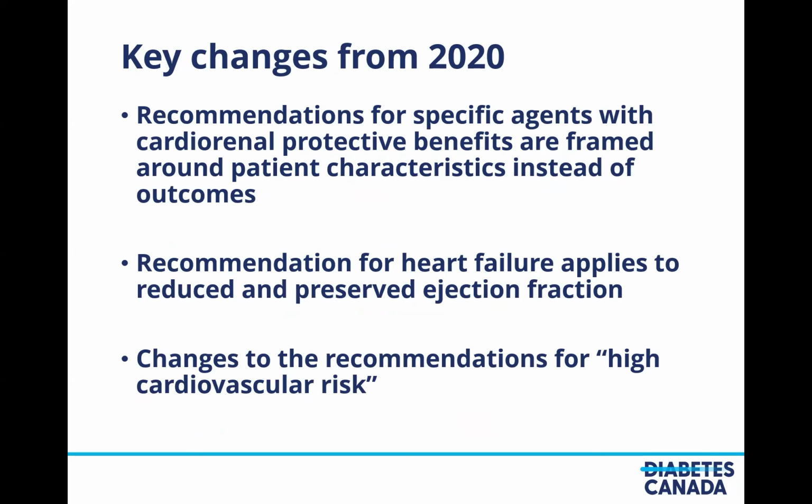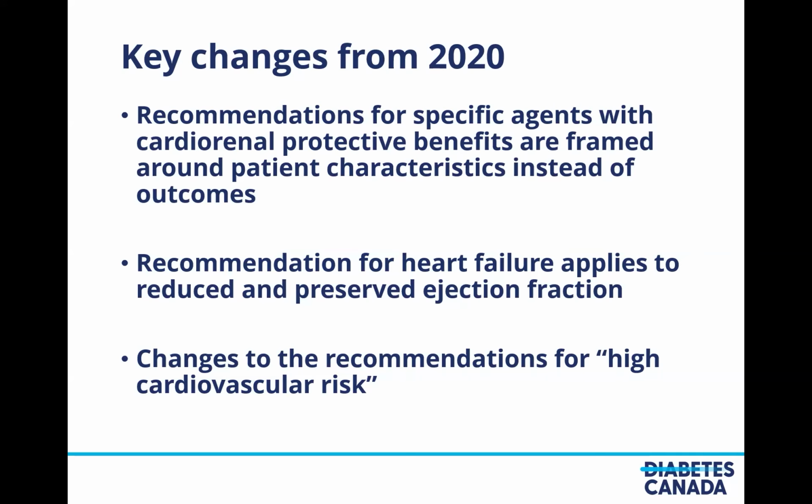So this slide shows the key changes from the 2020 update to the guidelines to the 2024 update to the guidelines. The first is that recommendations for specific agents with cardiorenal protective benefits are now framed around patient characteristics instead of patient outcomes, as they were in 2020.